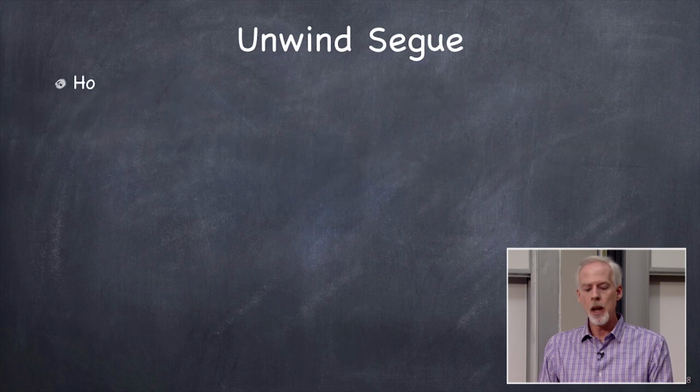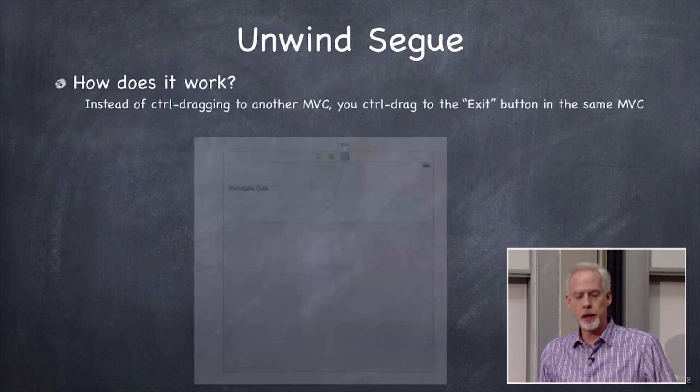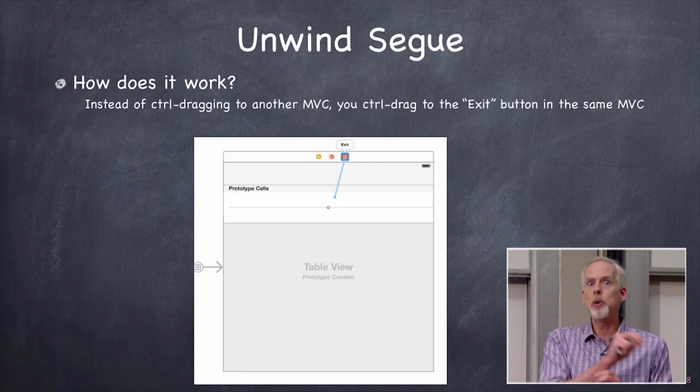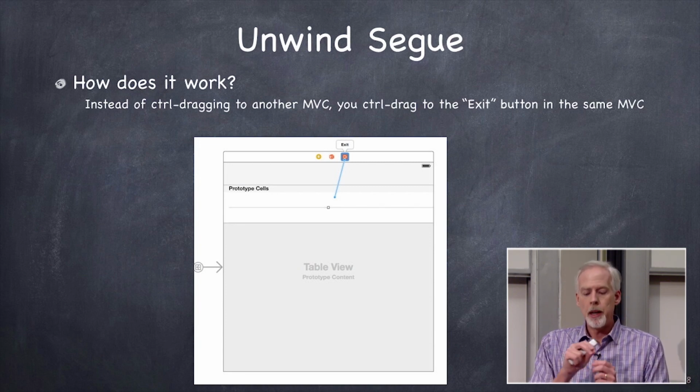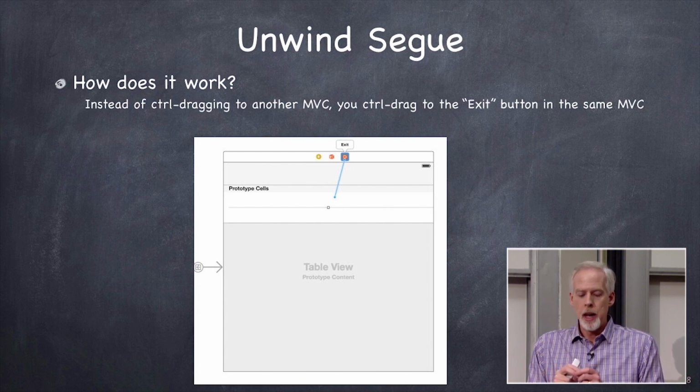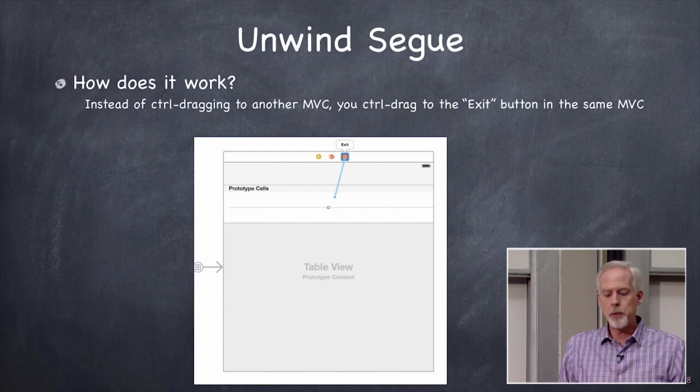All right, so how does this whole thing work? Instead of control dragging to the MVC to create a new one, you control drag to the MVC you want to go back to, or rather, you control drag to this little red button at the top of the MVC. You've probably seen this little red button before. You probably wondered, what the heck is that thing? And when you connect to that, you're going to get some choices.